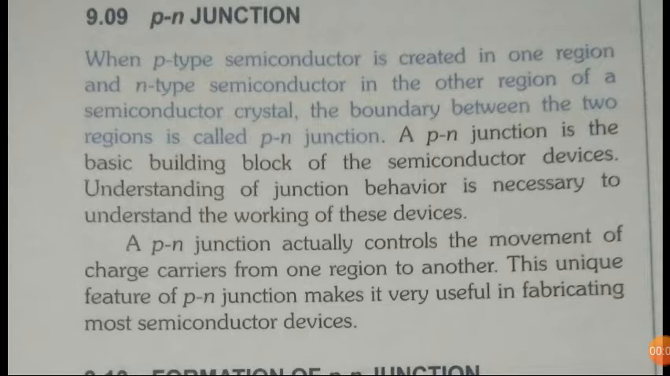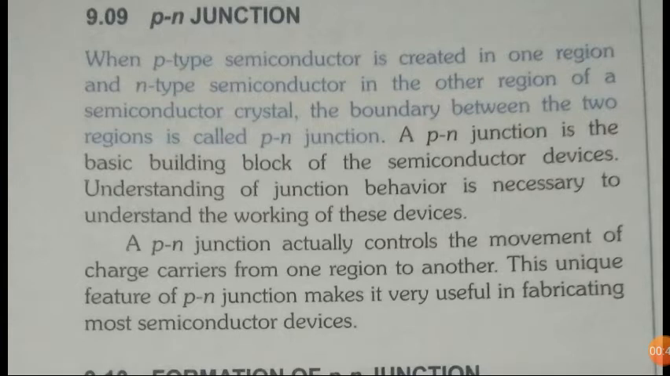In the previous lecture we studied how p-type and n-type semiconductors are made by mixing or doping impurity atoms. Today we will study the p-n junction. This is a very important topic of this chapter. So listen clearly how p-n junctions are formed, what processes are involved in this, and how we can use them in so many devices.